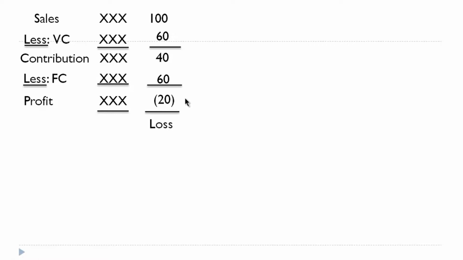Now I'll give you another scenario where the sales of the company is 200. Here we have understood that variable cost is 60 when the sales was 100. So the variable cost would be 120 when the sales is 200, and here the contribution is 80.